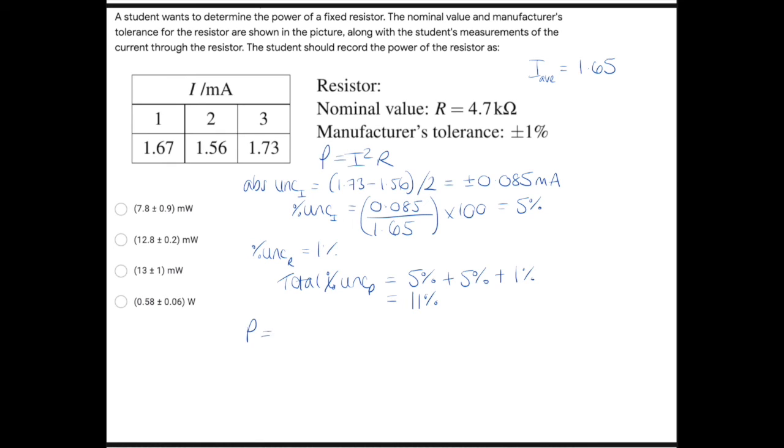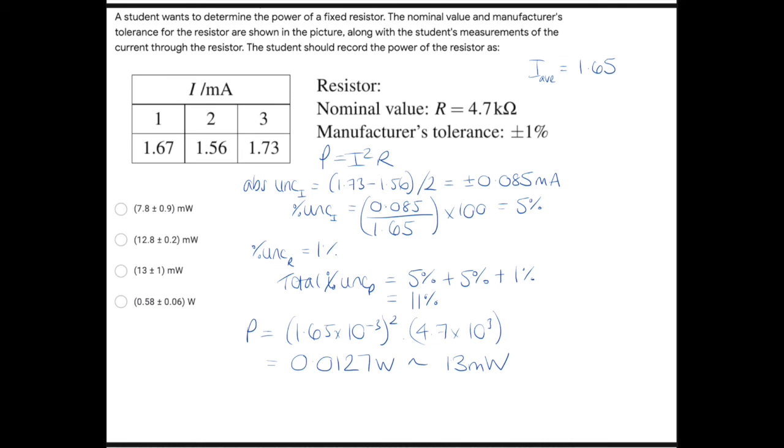When we now actually work out that value for power, we take our average current, so 1.65 times 10 to the minus 3, and then we square it. We multiply it by our value for resistance, which is 4.7 times 10 to the 3. And when we do that, we end up with a value of 0.0127 watts, which is approximately 13 milliwatts. Okay, so we've got one of our answers there as 13 milliwatts.